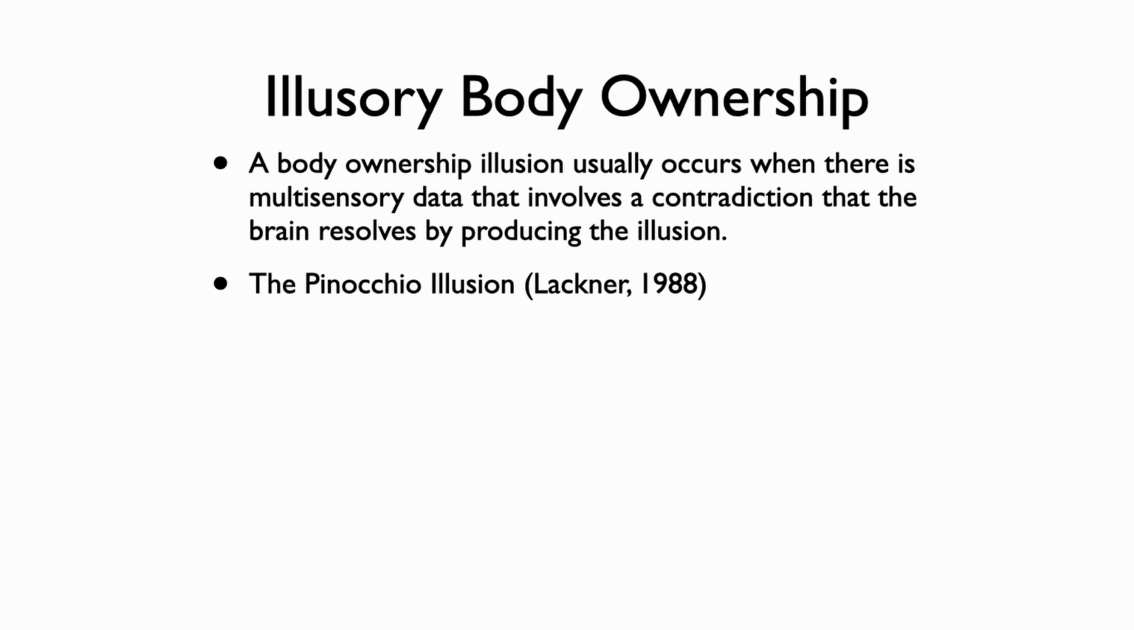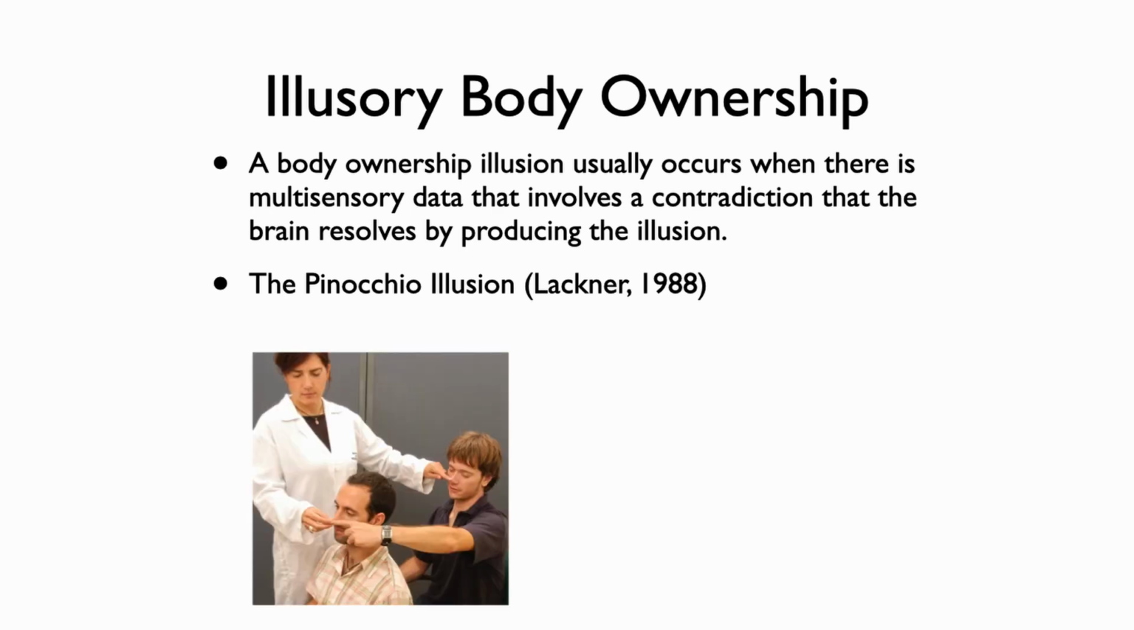A body ownership illusion usually occurs when there's multisensory data that involves a contradiction, which the brain resolves by producing the illusion. A good example of this is the Pinocchio illusion. Here the subject is the one sitting behind, and the one in front is needed only for his nose. The subject has his eyes closed. The experimenter is tapping the nose of the subject and synchronously moving the subject's finger to tap the nose in front. So from the point of view of the subject, they feel their nose being tapped, and they are tapping a nose.